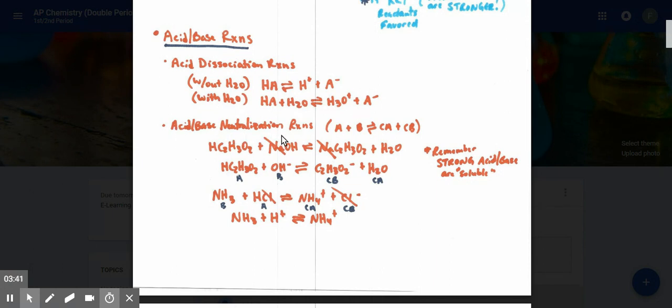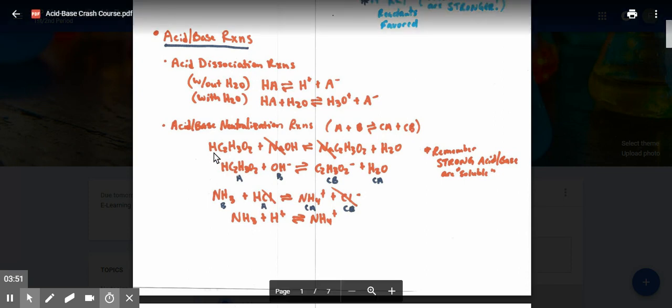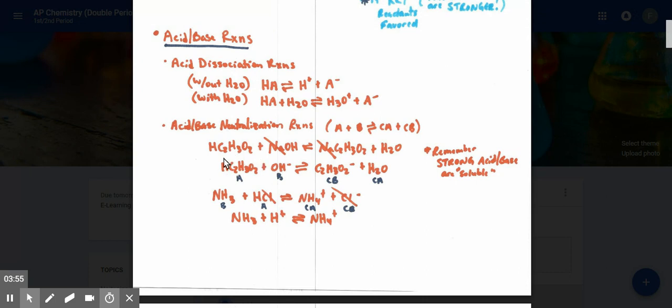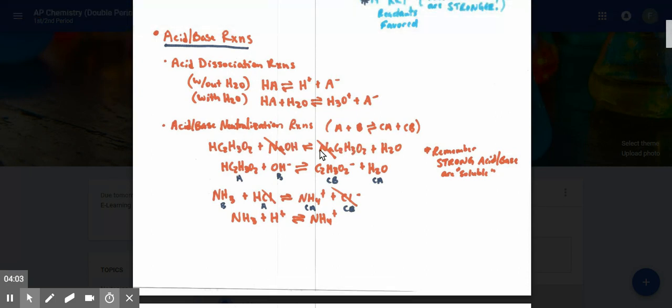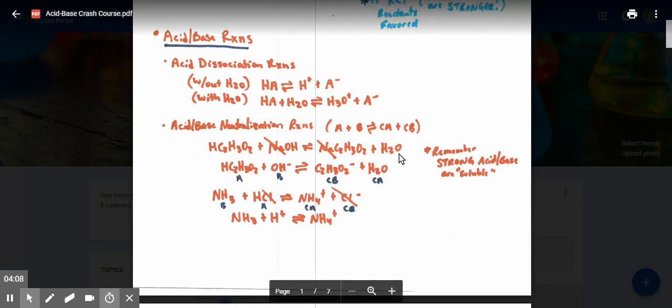But then you have acid-base neutralization reactions. These follow the A plus B yields CA plus CB. This means acid plus base yields conjugate acid plus conjugate base. So when I write the reaction, most of them you can treat like a double displacement reaction where you're basically switching partners. So you see sodium and acetate are going to come together, and you have H and OH coming together to form water.